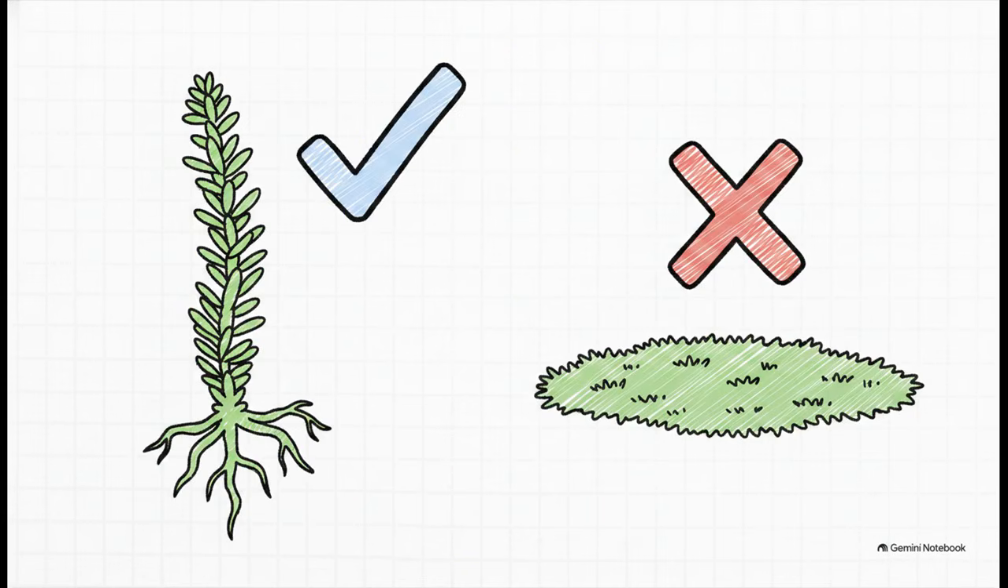If you said no, you are spot on. Despite the confusing name, club mosses have true roots, stems, and leaves. And because they have those three distinct organs and that internal plumbing, they are officially seedless vascular plants. Simple mosses completely lack those specialized structures. So don't let the name fool you.